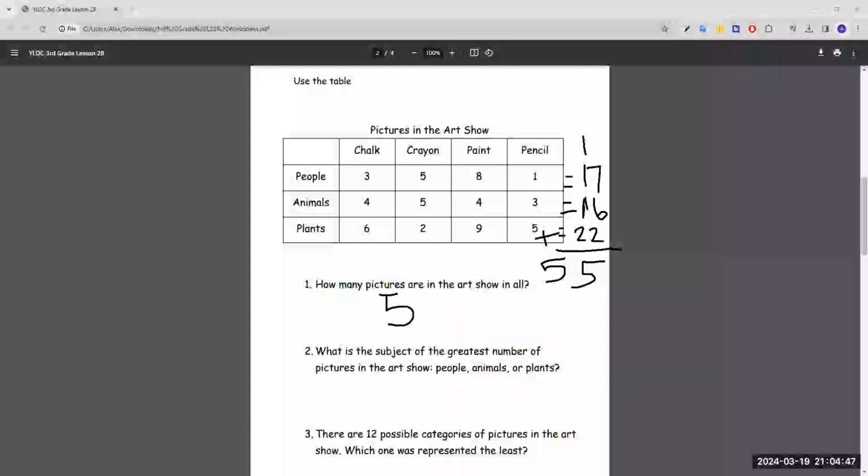What is the subject of the greatest number of pictures in the art show? People, animals, or plants? Now, looking at what we added from question number 1, we can see that plants has the highest number at 22. So that would be plants. Number 3, there are 12 possible categories of pictures in the art show. Which one was represented the least? So the lowest number here is people and pencil. So that's number 3.